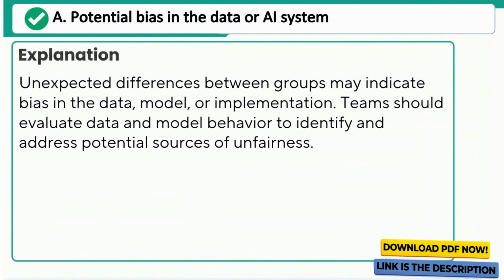Correct answer. A. Potential bias in the data or AI system. Explanation. Unexpected differences between groups may indicate bias in the data, model, or implementation. Teams should evaluate data and model behavior to identify and address potential sources of unfairness.